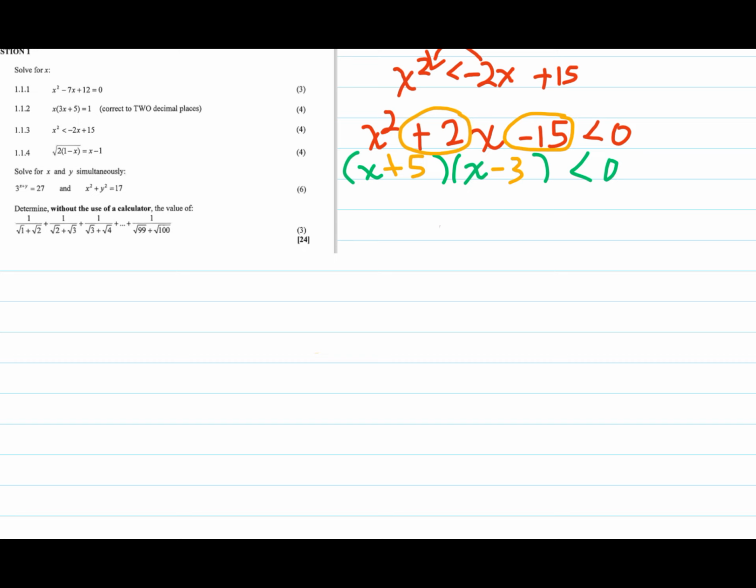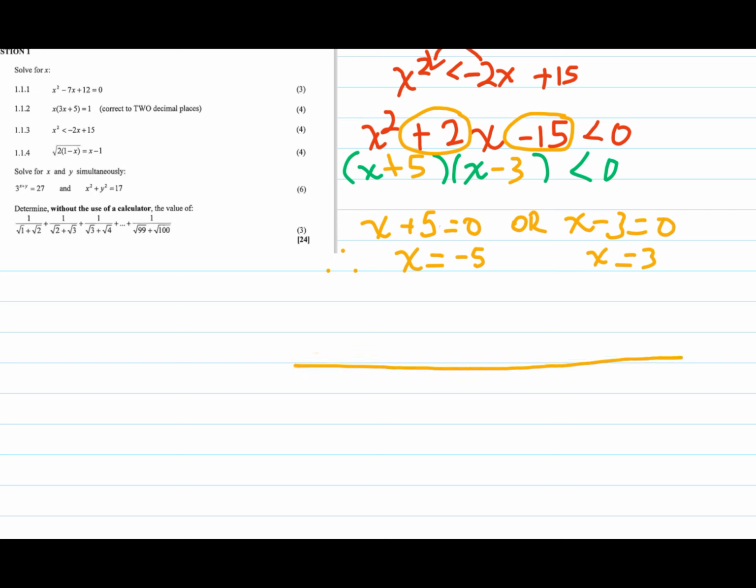Now let's just solve this to get the values of x. So we have x plus 5 is equal to 0, or x minus 3 is equal to 0. Therefore, x is equal to negative 5 for this one, and x is equal to 3. Now that we have these values, let's get to the inequality. So you can just make a simple number line, if you will. You have negative 5 on one side and you have 3 on the other side.